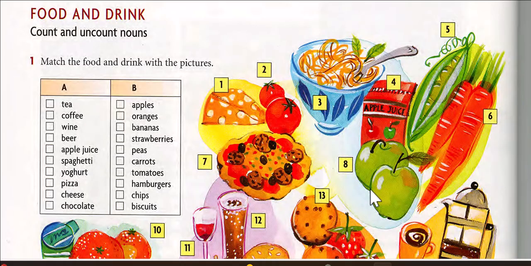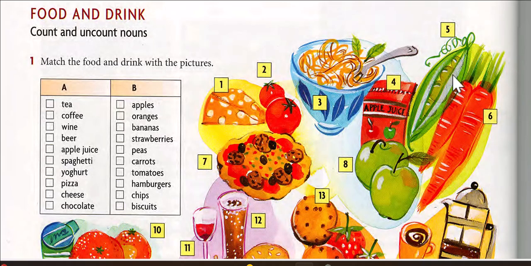Now let us see the items because they are already numbered. So we are going to write the number in the given box. Number one. So look at this picture. It is easy to understand. It is cheese. So here you have to write number one, cheese. And number two is tomatoes. Number three is spaghetti. So here you have to write number three is spaghetti. And number four, it's already written, apple juice. So here you have to write apple juice.